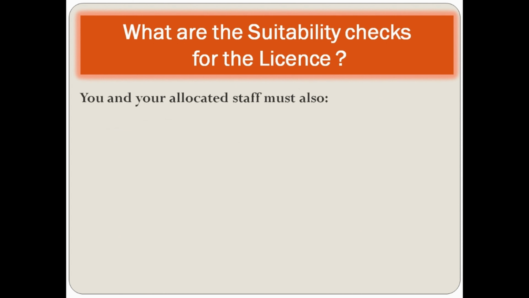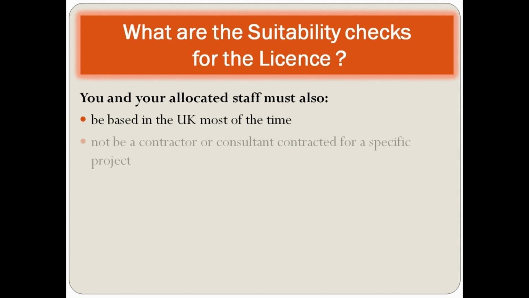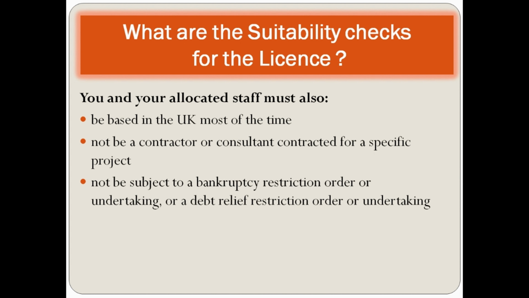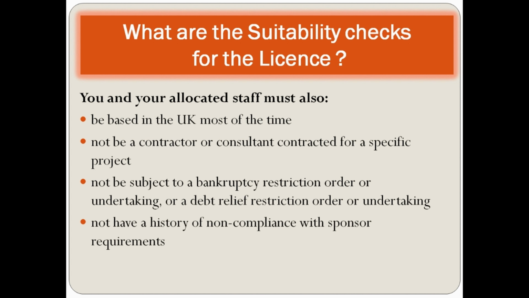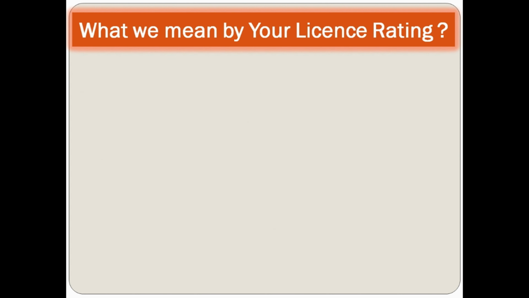Furthermore, allocated staff must also be based in the UK most of the time. So, for example, if the allocated staff is working from abroad, then you may not get the license unless you can explain that. They must not be a contractor or consultant for the specific project, not be subject to a bankruptcy restriction order or undertaking or debt relief restriction or any other undertaking, and not have a history of non-compliance with sponsorship requirements.